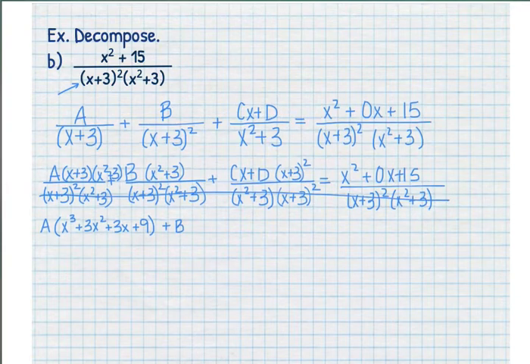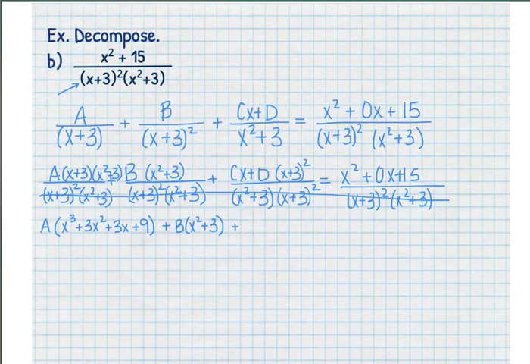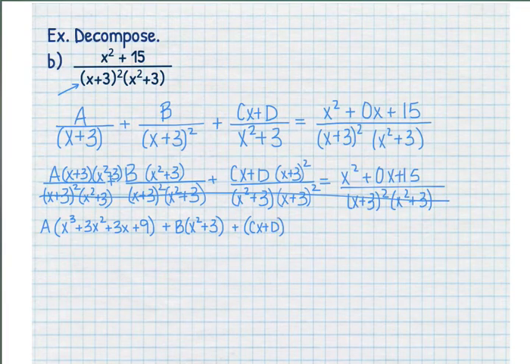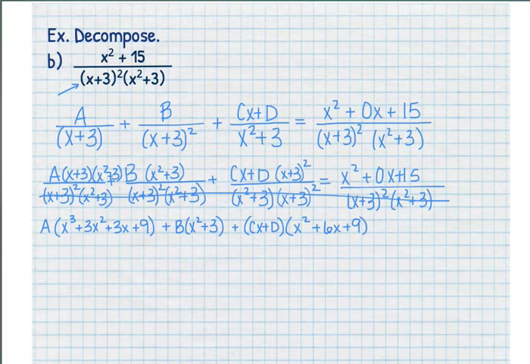B will be multiplied by x squared plus 3. I'm going to make sure to put Cx plus D in parentheses. x plus 3 squared means I need to multiply it by itself. So we'll get x squared plus 6x plus 9 when we multiply those together.